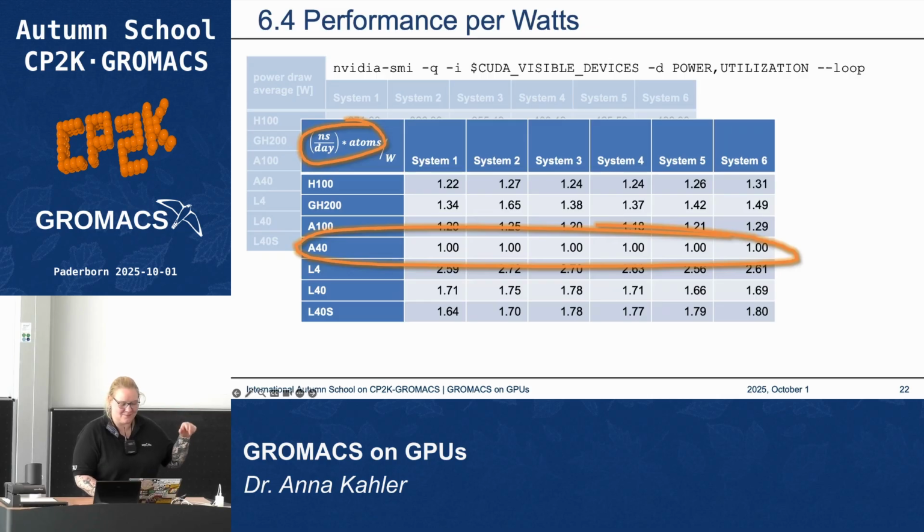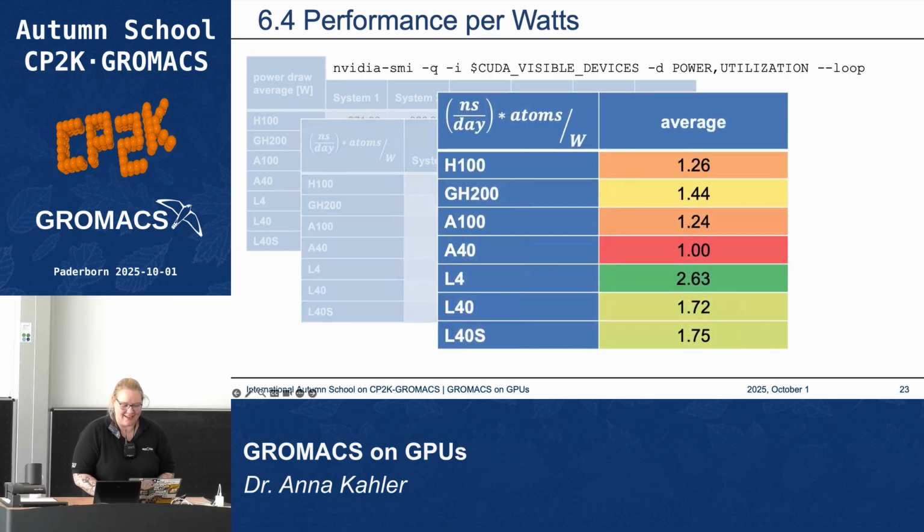So we did all the same, averaged this again, and in the end we see that the Ada Lovelace generation in this case gives the best performance per watt ratio, and especially the L4 is really nice in terms of performance per watt, although it didn't give the best impression when we only looked at the performance in the beginning. And the Hopper cards look bad.